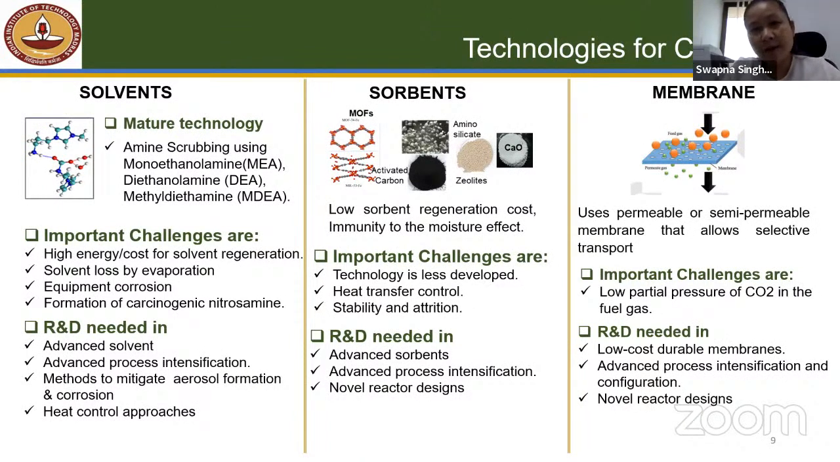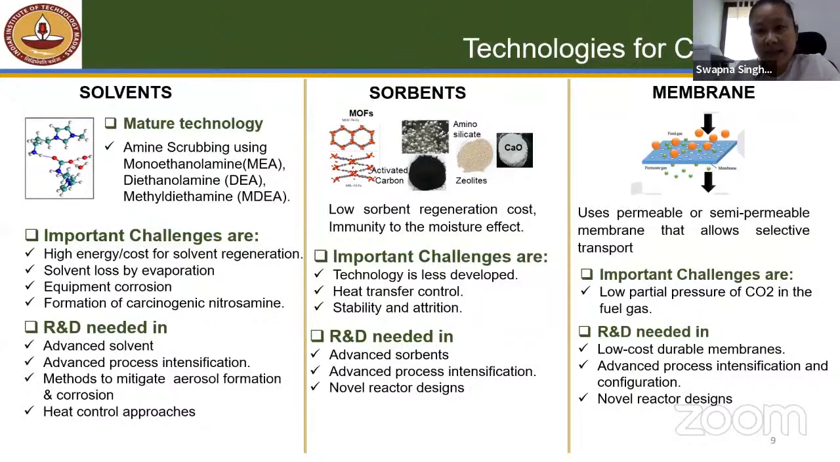Now, what are the main challenges or R&D required for these systems? For example, the absorbent system, which is a mature technology, is amine scrubbing using methyl amine. But the important challenges are the cost, the high energy cost for solvent regeneration, as I mentioned before. And also because it's a liquid, most of the solvent is lost by evaporation. And because of the corrosive nature of the liquid, the equipment may corrode, and formation of carcinogenic nitrosamine is also one of the challenges.